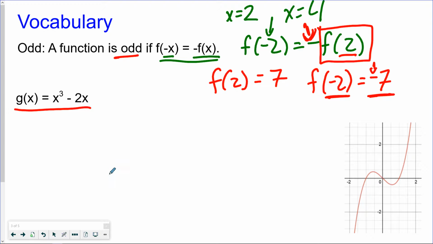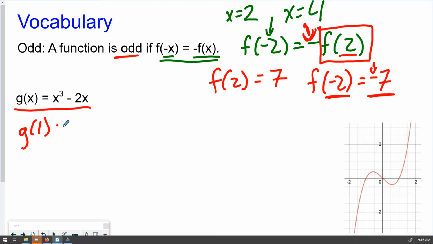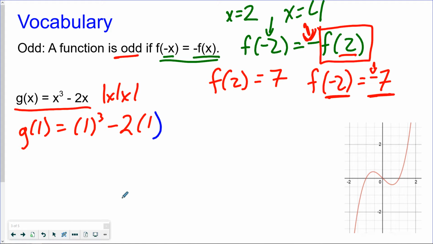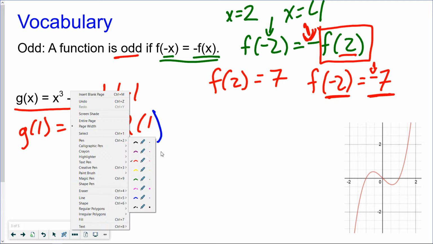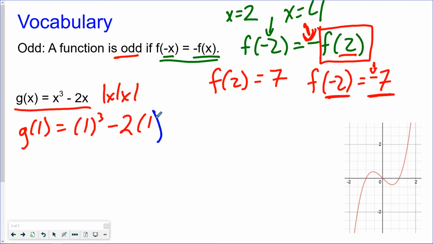So let's try 1. So we'll do g of 1. Right? We don't need to make it harder than it has to be. So this is going to be 1 cubed. So 1 times 1 times 1. Right? That's what cubed means. Minus 2 times 1. So this is going to be 1 cubed minus 2 times 1 is 2. Oh, sorry, I have the wrong pen. Sorry, I'm new to being a YouTuber. So 1 minus 2, this is negative 1.